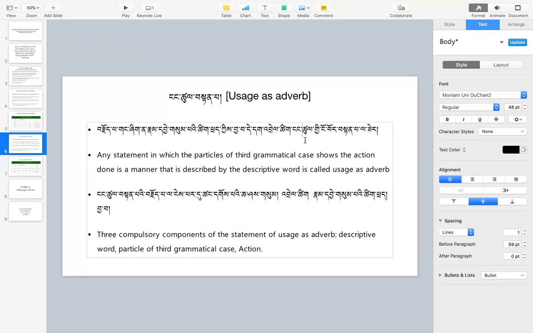So a descriptive word is called usage as adverb. So usage as adverb is a particular usage case in the inferential usage case, in which the statement describes how an action was done. When we say how, it doesn't mean what type of tool was used, who did it, or things like this. We're only talking about the way the action was done. For example, we can say that he ran quickly, so that means the person was in haste. Similarly, we can say that they did their job thoroughly. This shows that the action, for example completion of a task, was done in a very thorough manner.